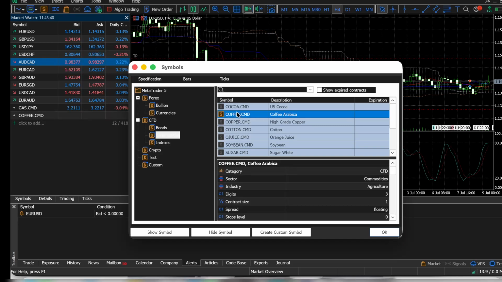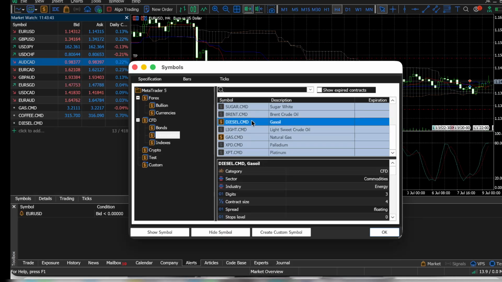By selecting commodities from the list, you'll unlock a variety of options like gold, silver, oil, and other valuable market resources. At this stage, commodities gives you a list of all available trading instruments in that category. Go through this list to find the specific commodities you are interested in. By double-clicking on any of these items or selecting them and clicking on Show, you'll effectively add these commodities to your Market Watch list, making them ready for trading.